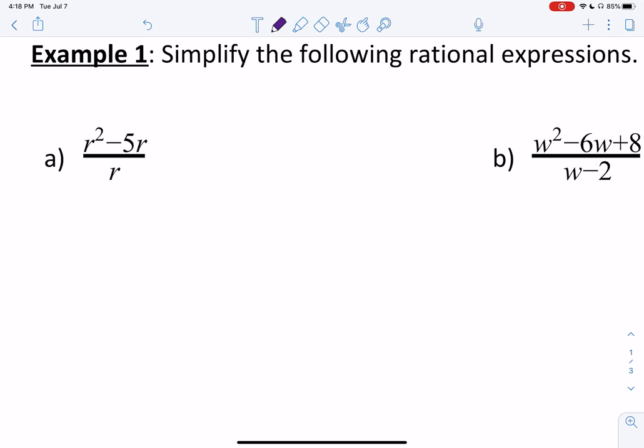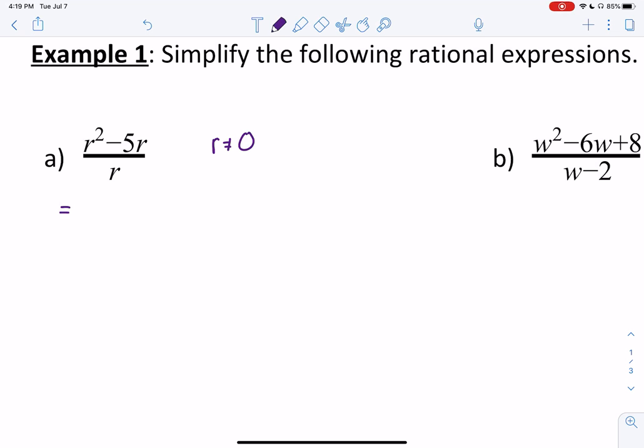The first thing we're going to do is notice that we have an r on the bottom. For your restrictions, it's easiest if you start stating them throughout your entire process. If you notice that there is a number that r cannot be, we're going to write it down and just keep track of them. So right away, we have an r on the bottom, so r cannot equal 0. Now let's continue with simplifying.